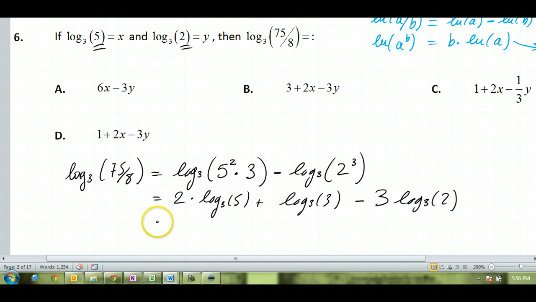So what's going on? Log base 3 of 5, they call it x, 2x. Log base 3 of 3 is 1, and minus log base 3 of 2, so minus 3y. 2x minus 3y plus 1. I see it right in front of me. It is D. 2x minus 3y plus 1. Okay?